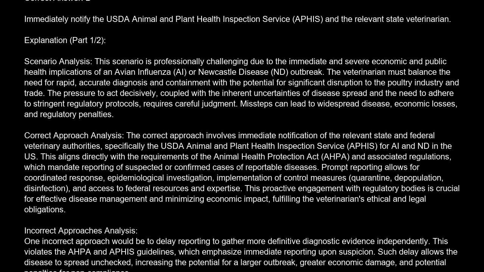Prompt reporting allows for coordinated response, epidemiological investigation, implementation of control measures, quarantine, depopulation, disinfection, and access to federal resources and expertise. This proactive engagement with regulatory bodies is crucial for effective disease management and minimizing economic impact, fulfilling the veterinarian's ethical and legal obligations.